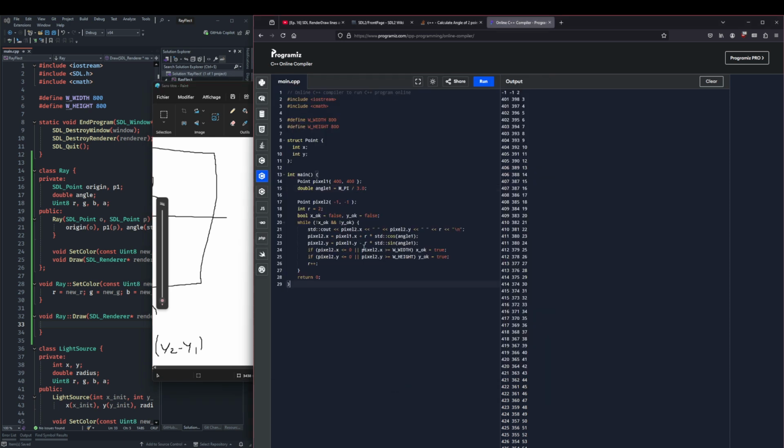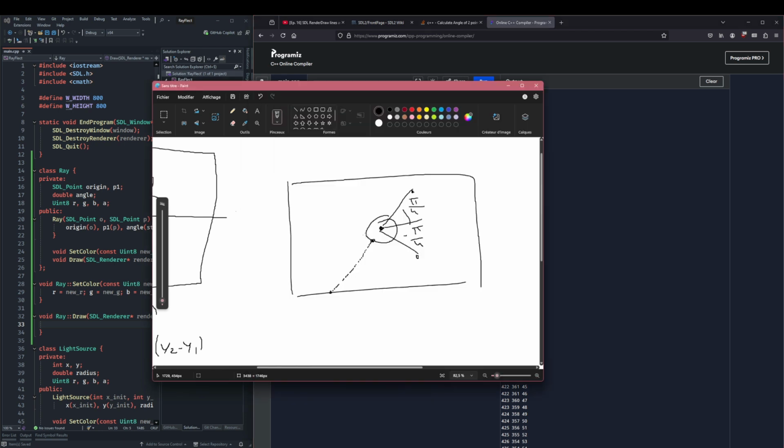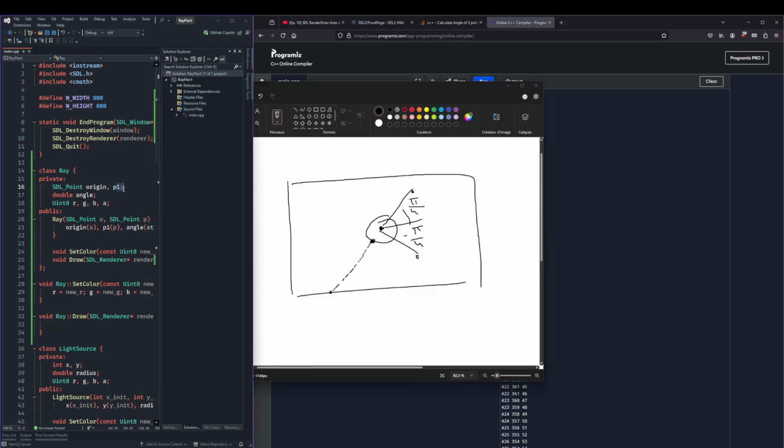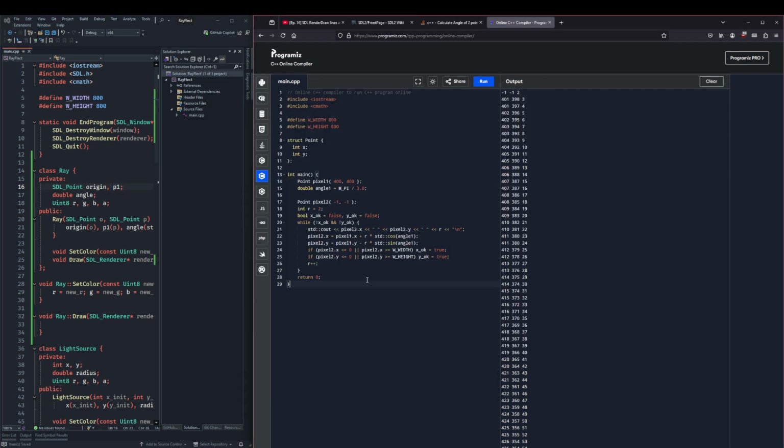And so basically I initialized my first pixel here. The first pixel would be the pixel here, so it would be our P1, not origin. We're not going to use origin anymore. So I wrote here 400 400, but it's a bit misleading.